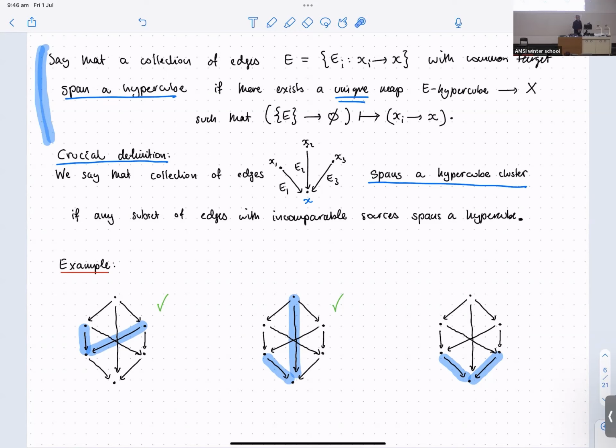What do you mean? No, that's not a hypercube. Yeah, it has to be a hypercube.